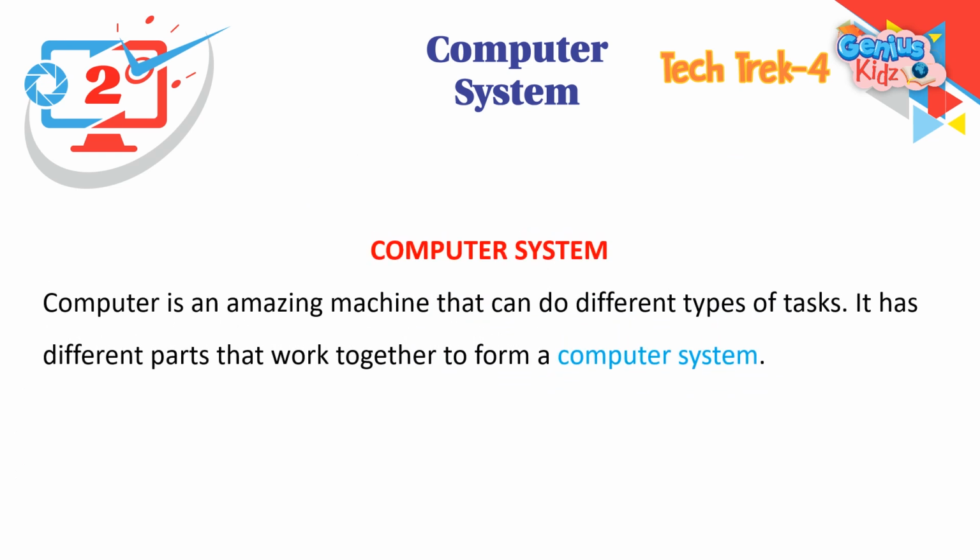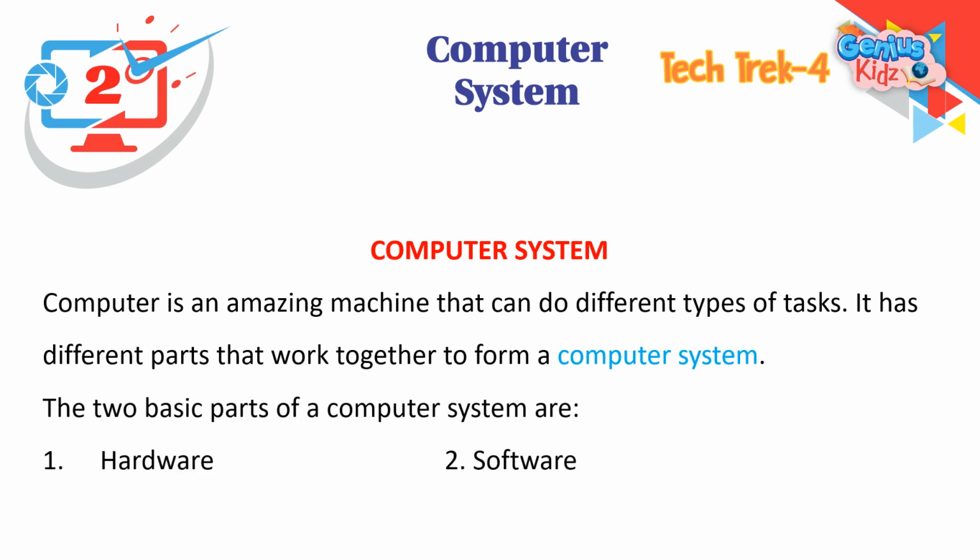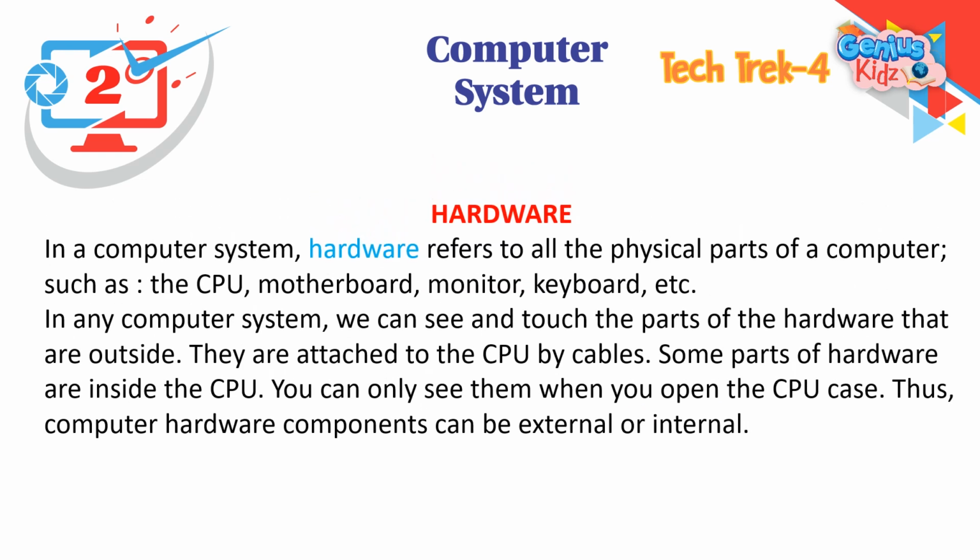Computer system. Computer is an amazing machine that can do different types of tasks. It has different parts that work together to form a computer system. The two basic parts of a computer system are 1. Hardware, 2. Software. Hardware. In a computer system, hardware refers to all the physical parts of a computer, such as the CPU, motherboard, monitor, keyboard, etc.